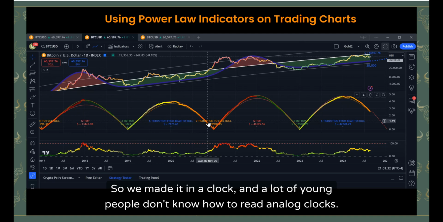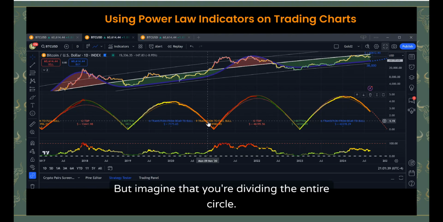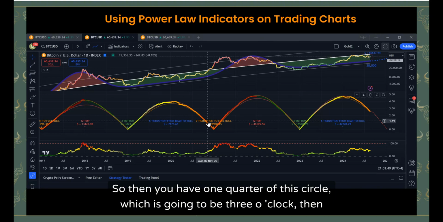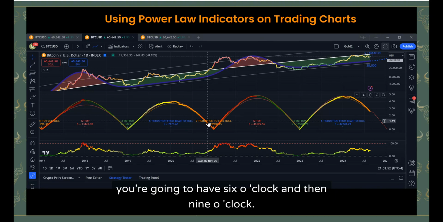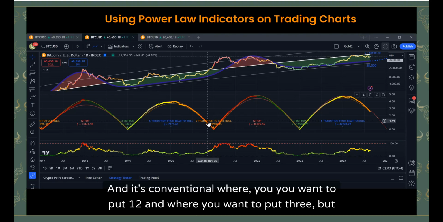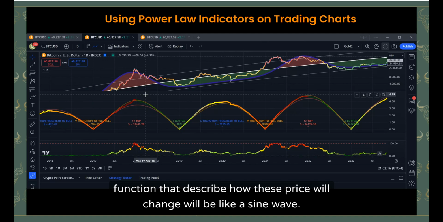I know that a lot of young people don't know how to read analog clocks. That is so sad. But imagine that you're dividing the entire circle between 12 o'clock or 0, and you go all the way around the circle, right? So then you have 1/4 of this circle, which is going to be 3 o'clock. Then you're going to have 6 o'clock, and then 9 o'clock. And all these times correspond to different particular events during the cycle. It's conventional where you want to put 12 and where you want to put 3, but we put it on the top, right? And then if you have a clock hand, you can project it on the y-axis, and the function that describes how this price will change will be like a sine wave.